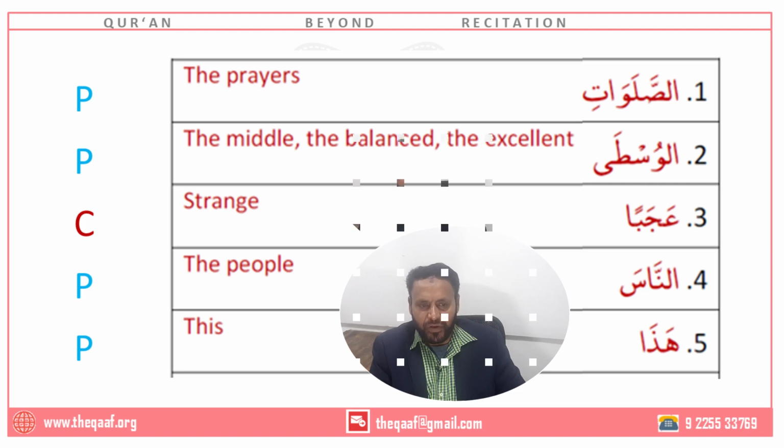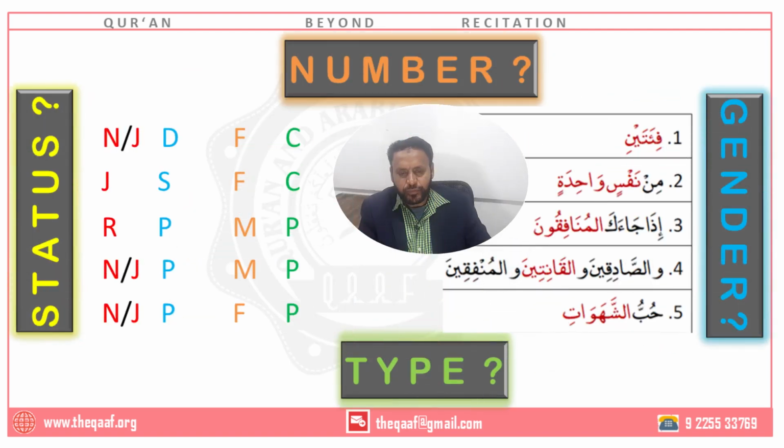Okay, here is the first word: fiyataini. So what's the status, what's the number, what's the gender, what's the type? As far as status is concerned, it is taini, which means nasb/jarr. And since it is taini, it is dual. And since it is taini, it is feminine. And none of the 7 reasons apply, so the word is common. So the final answer is nasb/jarr, dual, feminine, common.